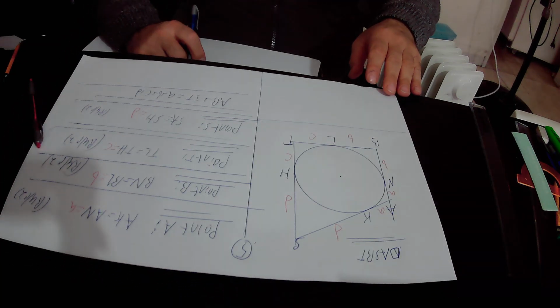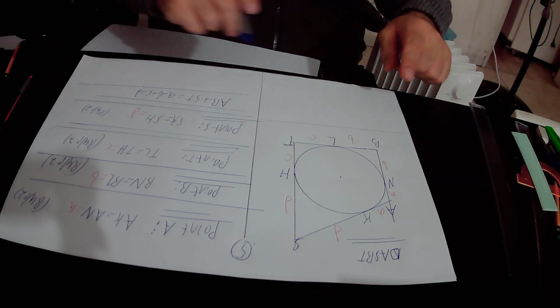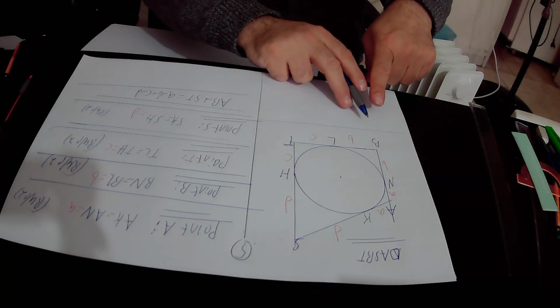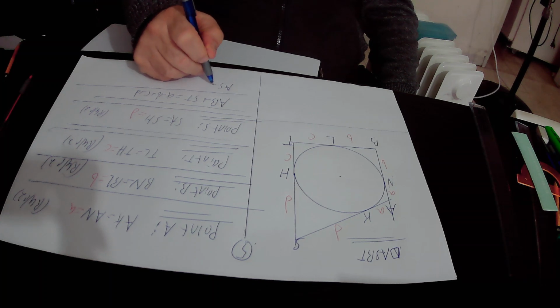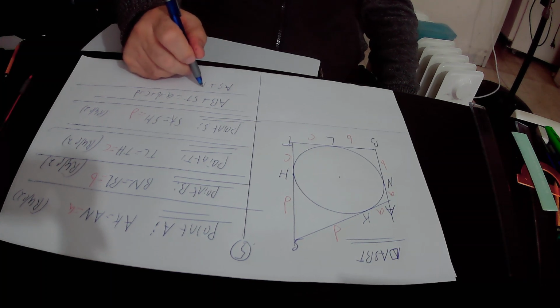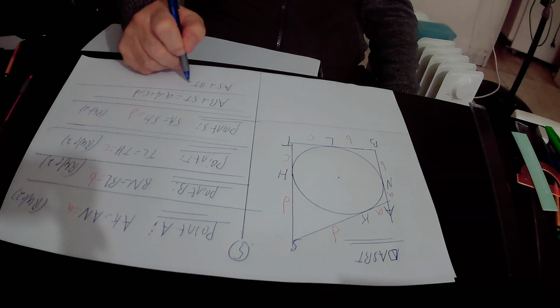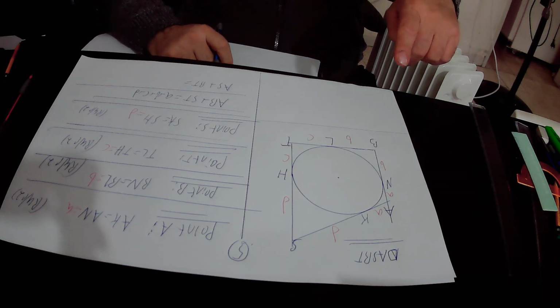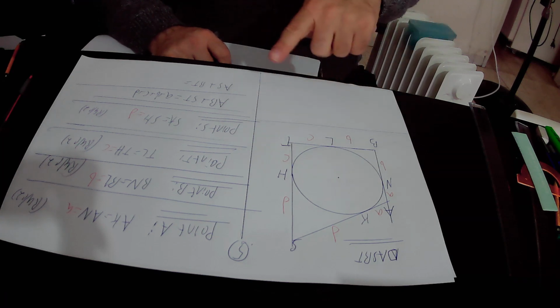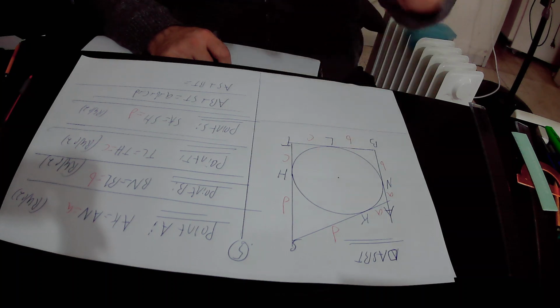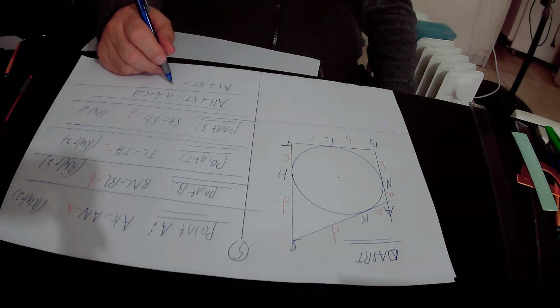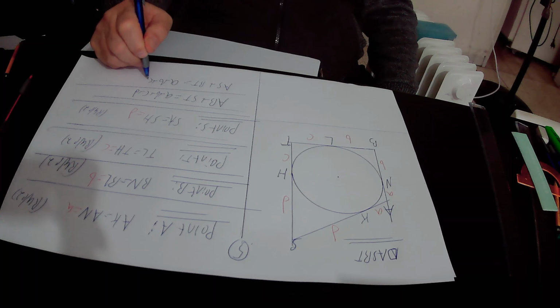Likewise, we will add side AS to the opposite side, side BT. So what is the value of side AS plus side BT? From the drawing, it is very easy to see that AS plus BT in total equals A plus B plus C plus D. So AS plus BT also equals A plus B plus C plus D.